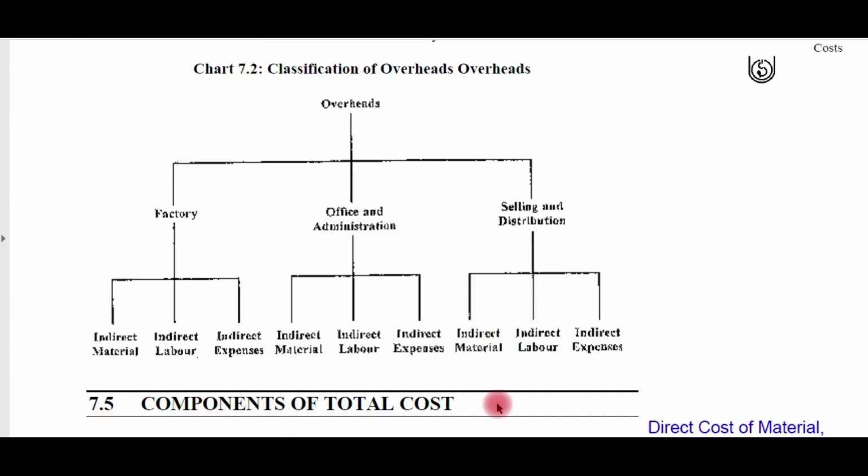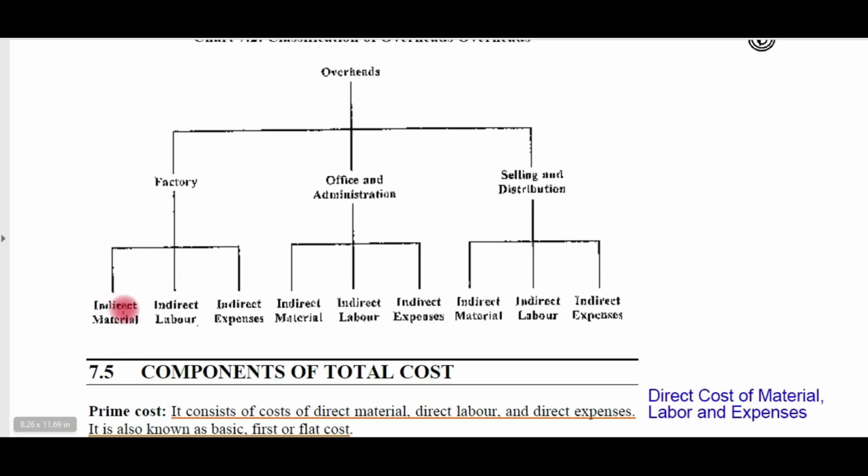Normally, in a manufacturing unit, these are the 3 divisions. Factory is one division, office and administration is another division, and selling and distribution is one more division. Within each division, again, costs are classified into indirect material, indirect labor, indirect expenses. Within the factory, the indirect expenses are given like this. Within office and administration, indirect expenses could be on material, labor, expenses, and within selling and distribution activities, costs can be incurred on material, labor and expenses. All the indirect expenses are called overheads.